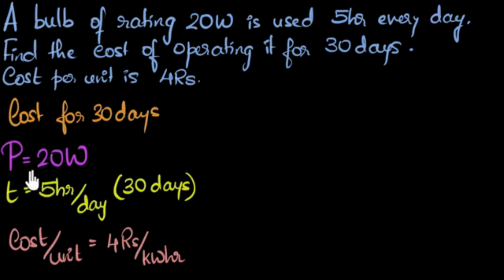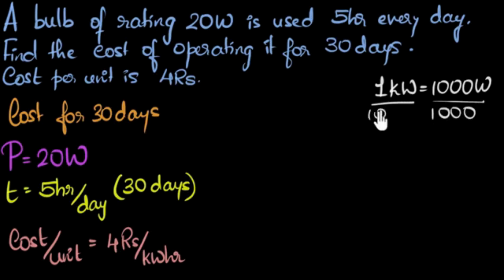The only problem is we see that the power is not given in kilowatts, power is given in watts. So how do we do that? That's the first thing we need to do. We need to convert. So let's see. 1 kilowatt I know is 1,000 watt. But what is 1 watt equal to? Well, I'll divide by 1,000 on both sides. And then we'll see that 1 watt, so this cancels, 1 watt is equal to 1 over 1,000 kilowatt.